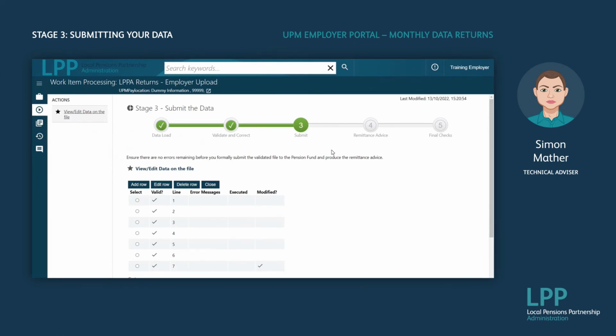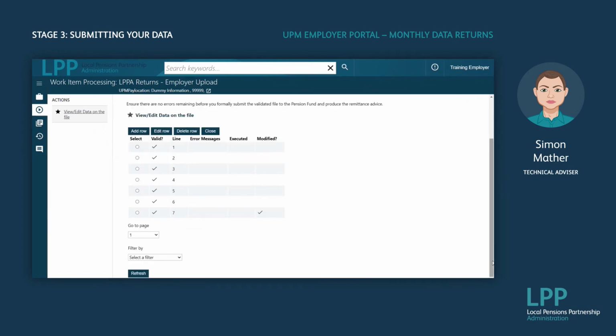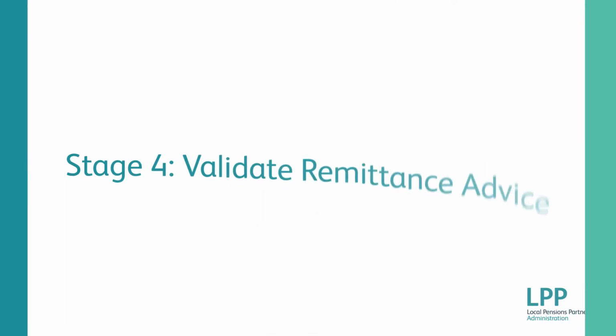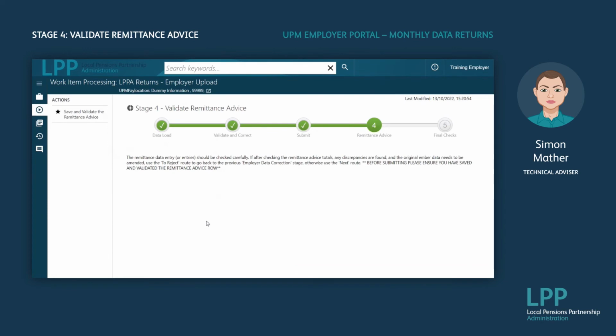Again, the lines of data will be shown on your screen, and at this point you can double check that there are no errors that need correcting. If there are no further errors, you can click Close, then click Submit the data in the Actions column, followed by Next. You should now be at stage 4 of the process. This is where you will be asked to save and validate the Remittance Advice in the Actions column.